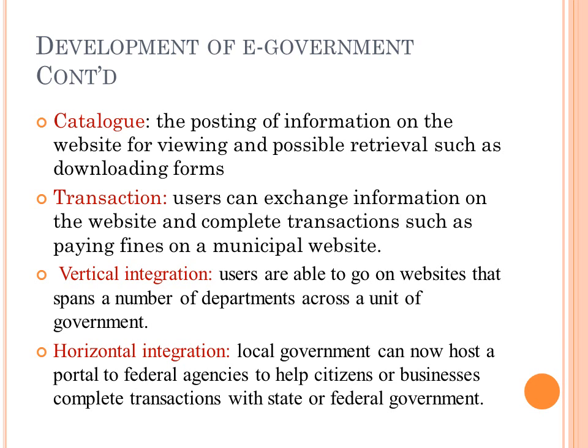In the vertical integration stage, however, users are able to go on websites that span a number of departments across a unit of government. For instance, local systems linked to higher level systems within similar functionalities. For the horizontal integration stage, local government can now host a portal to federal agencies to help citizens or businesses complete transactions with state or federal government. These systems integrated across different functions. It was more or less like a real one-stop shop for citizens.